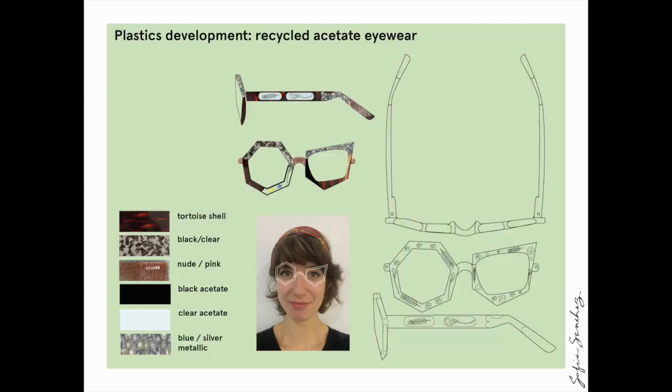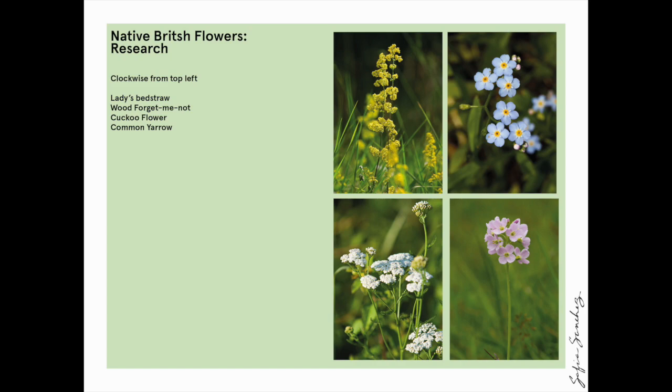So at this point in the term, the eyewear competition was open for entry, so I decided to apply to the project as it centred around the use of recycled acetate, which is in keeping with my current theme of recycling plastics. The material seemed suitable for eyewear, unlike the previous plastic pieces that I'd made. I put in this entry with the idea of sandwiching tiny dried flowers native to Britain between two pieces of recycled acetate. So here are some of the flowers that I plan to use in the glasses. Ladies' bedstraw, wood forget-me-not, cuckoo flowers and common yarrow.